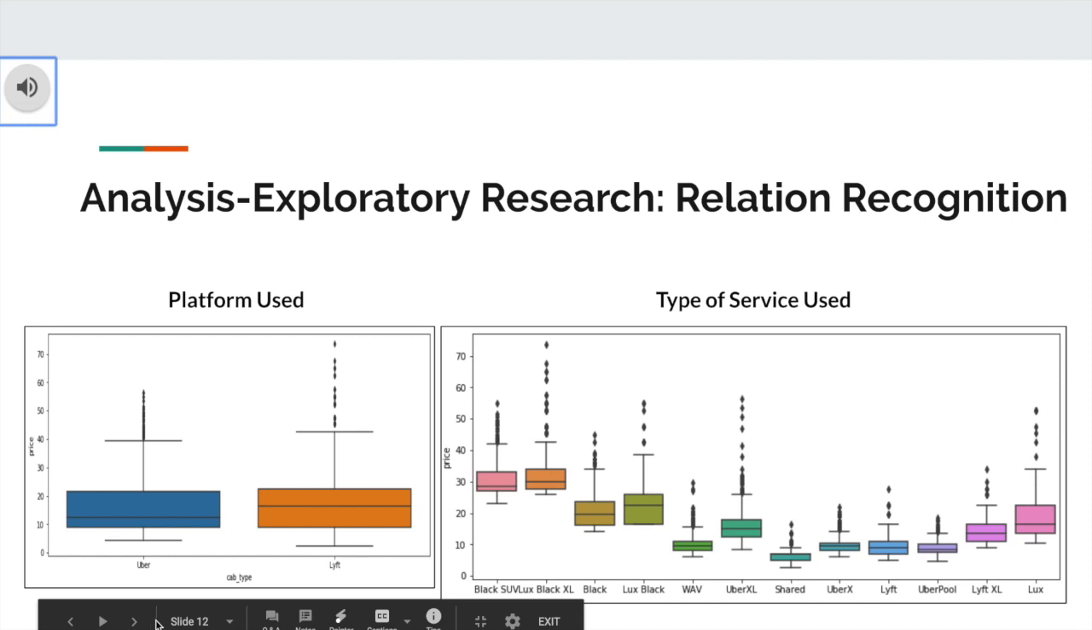Next, we looked at platform used and the type of service used. In platform used, you'll notice that the relation to price was actually pretty even for both Uber and Lyft. This made sense as they're competitors and they would have to remain parallel in pricing in order to remain competitive.